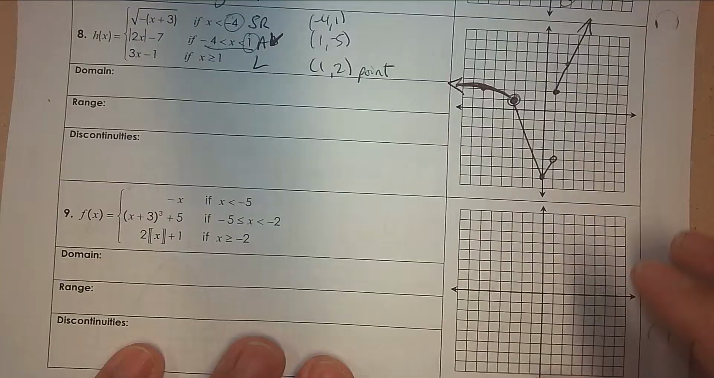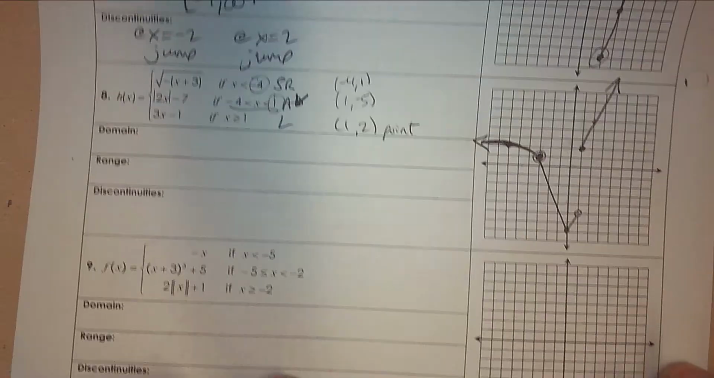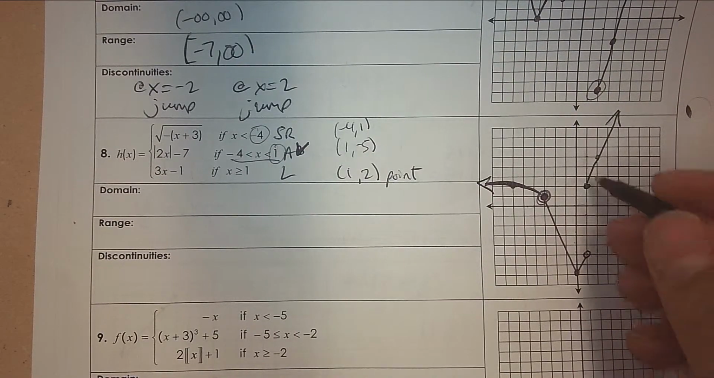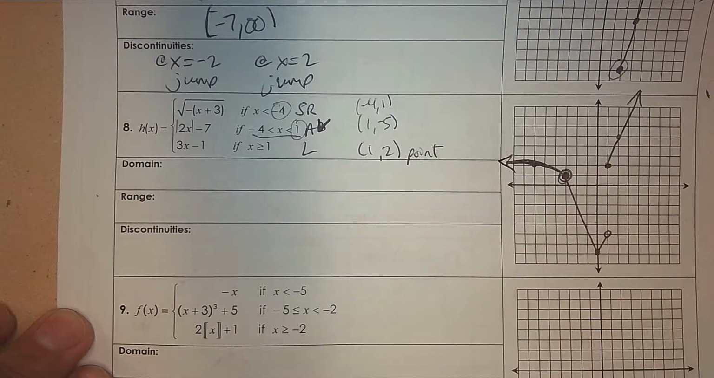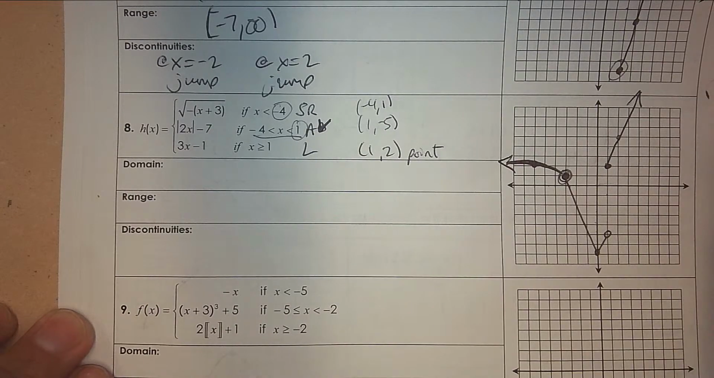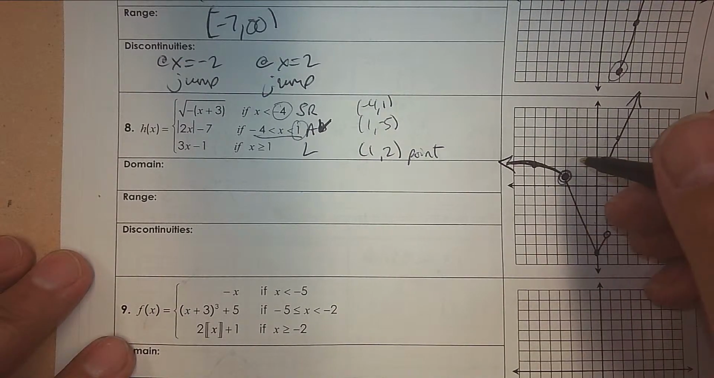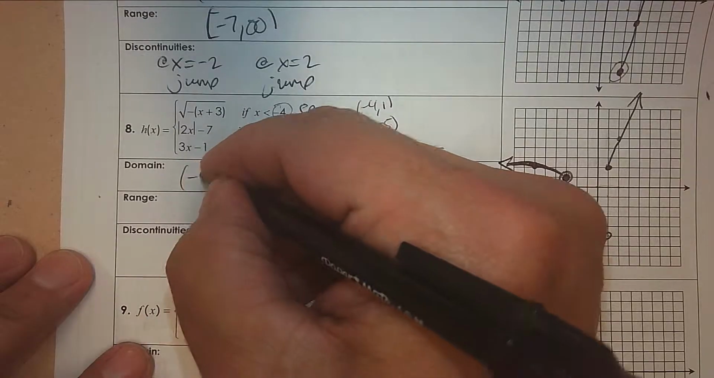So there's the picture. To the left, this is a hole, and we have a jump there. So what do we have? The domain. Is there any restrictions here going left to right? No. So the domain is all real numbers.